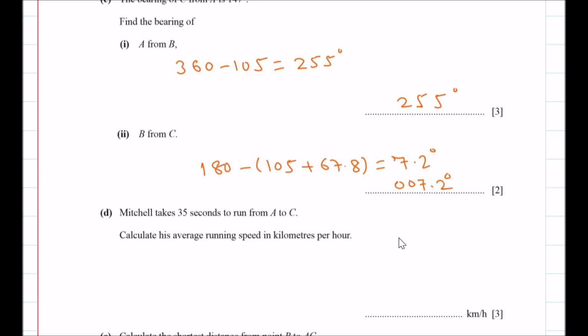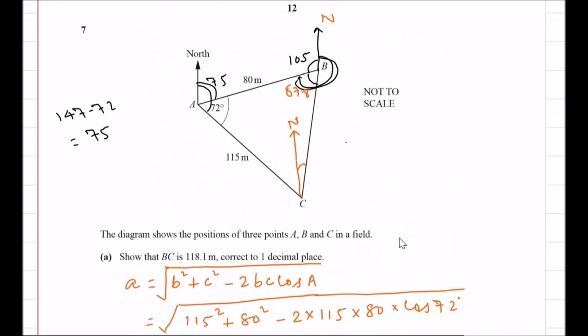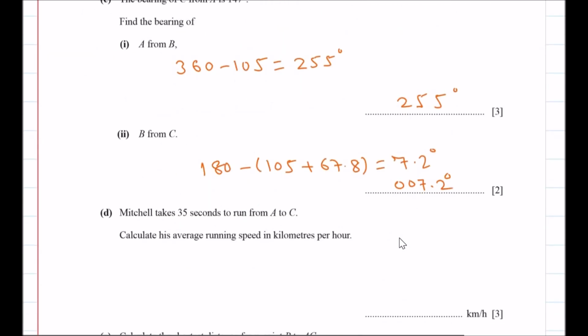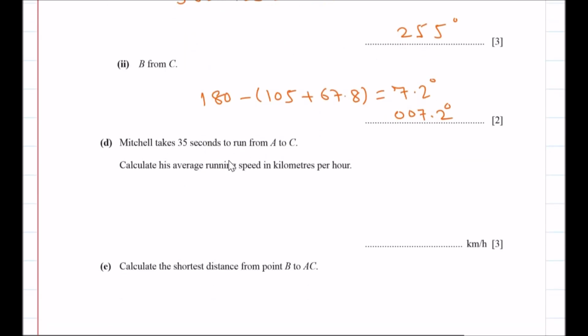Now Michelle takes 35 seconds to run from A to C. From A to C, that means 115 meter, right? Calculate the average running speed in kilometers per hour. So what is the average speed? Average speed will be distance by time.